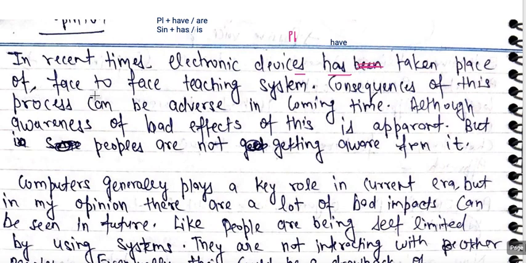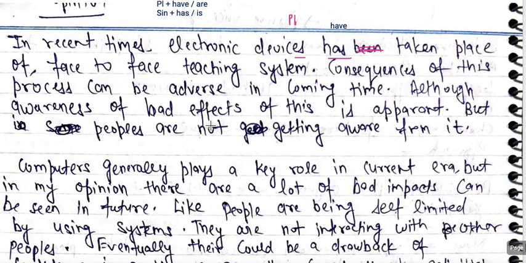of face to face teaching system. Okay. Consequences of this process can be adverse in the coming times. Okay. Although awareness of bad effects of this is apparent, put a comma after apparent, but will not come, because you have started with although, so there is no need to put a but over here. So although awareness of bad effects of this is apparent, people, never say peoples, people are not getting aware of it.